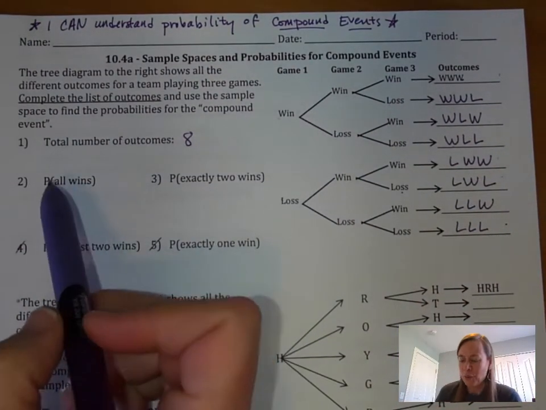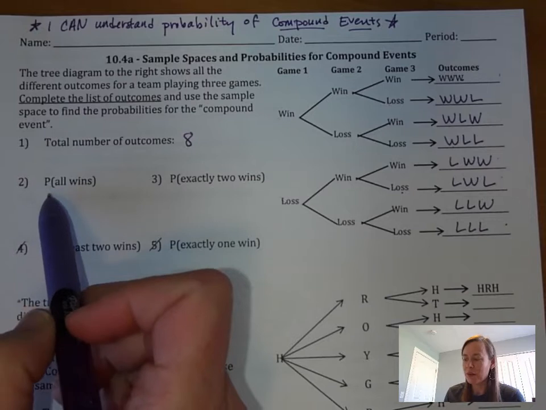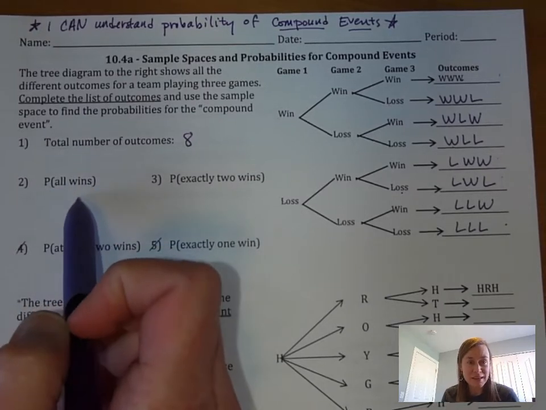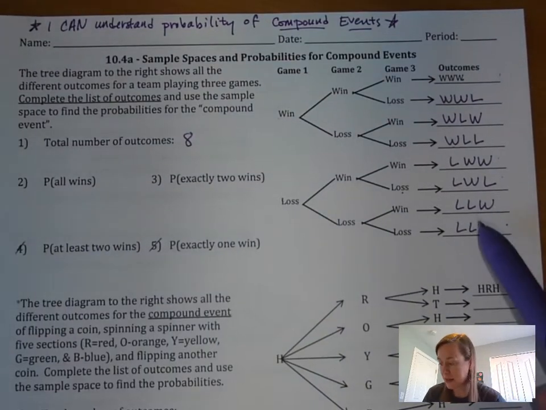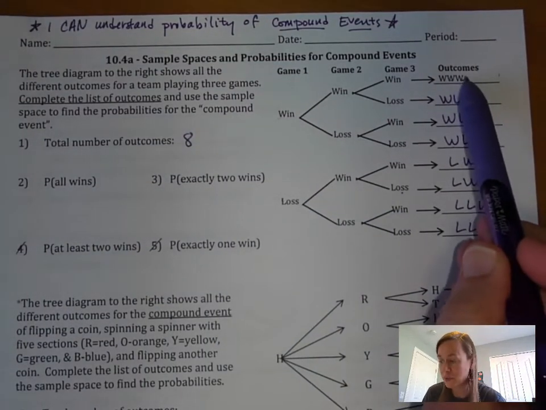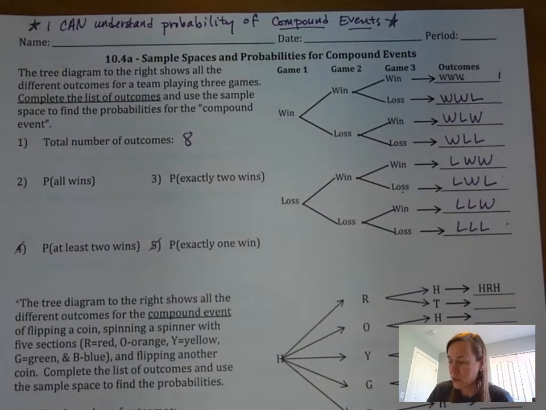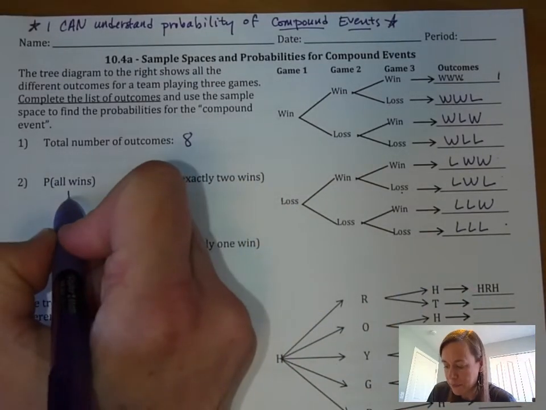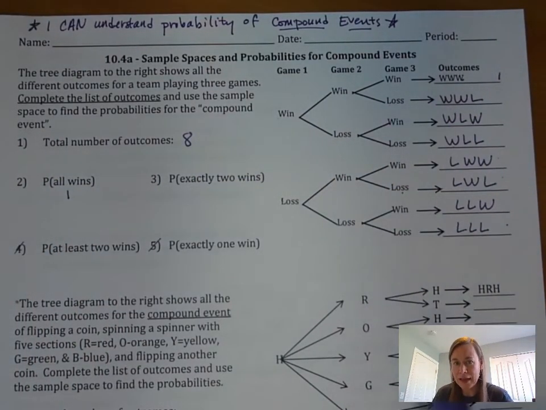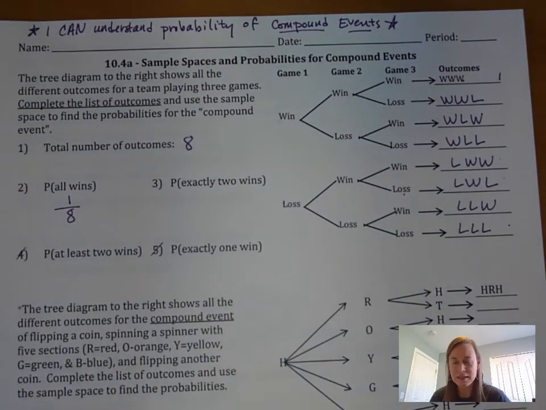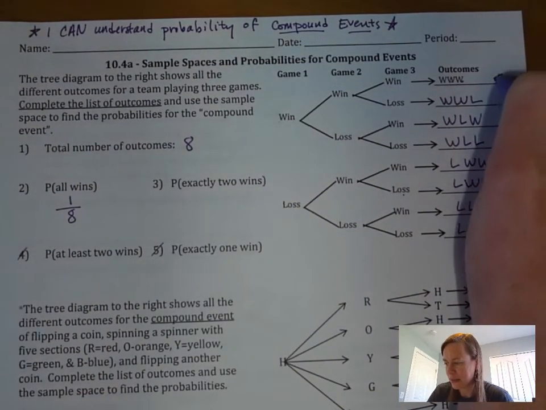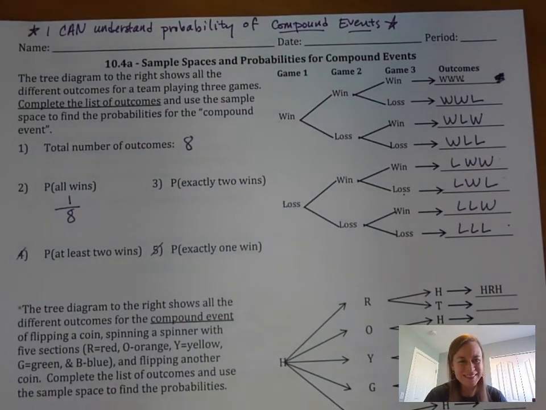Now what is the probability that this team wins all the games? So we're looking for a win-win-win here. And it looks like there's only one. It's that one at the top. So there's only one way to do a win-win-win out of 8 possible outcomes. So we're going to write 1 over 8. I'm going to scribble that out. I don't really need a 1 there, and it might confuse me later.